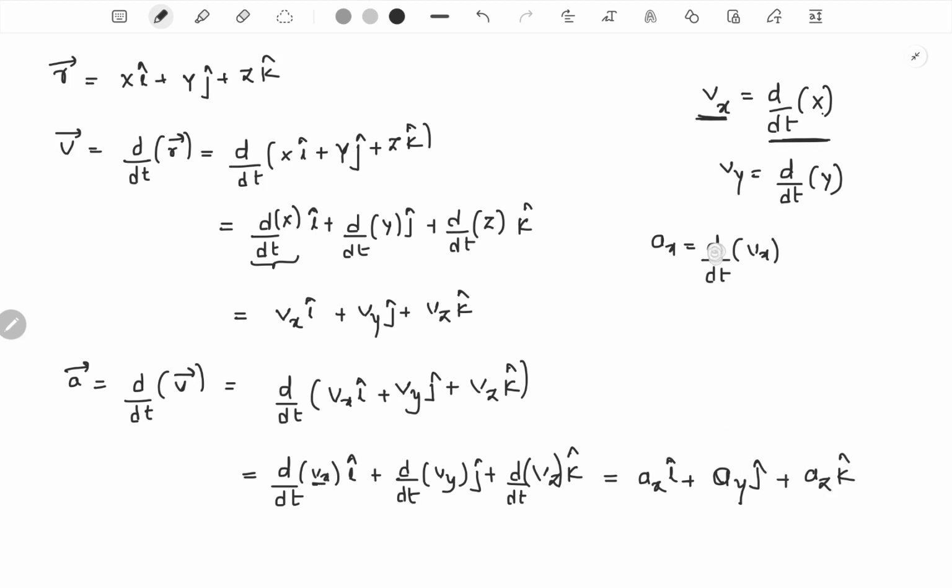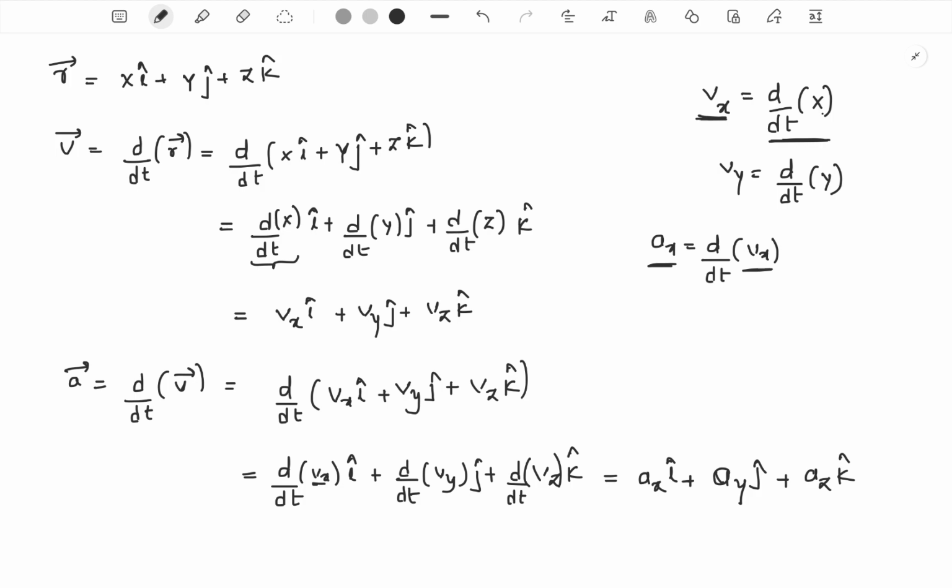So here also, if you observe, the x component of acceleration, or the acceleration component parallel to the x-axis, only depends on how the velocity component parallel to the x-axis changes. Okay, so the x component of acceleration is independent of the motion of the body parallel to the y or z axis. Okay, so this is about the basic relations between them.